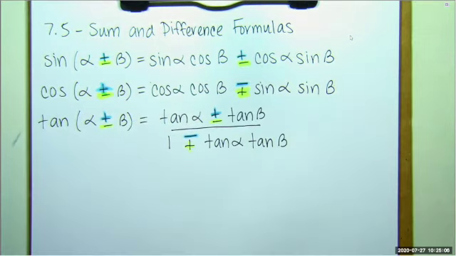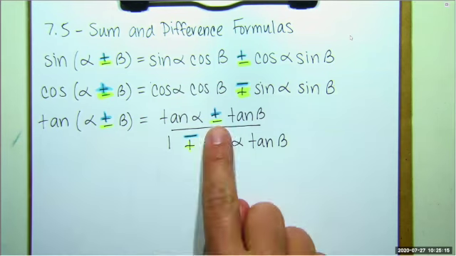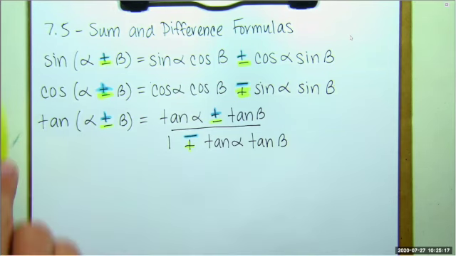Okay, so the first formula would be tangent of alpha plus beta is equal to tangent of alpha plus tangent beta over 1 minus tangent of alpha tangent beta. And then the second one would be the operators on the bottom. Okay, so actually 6 formulas combined into 3.